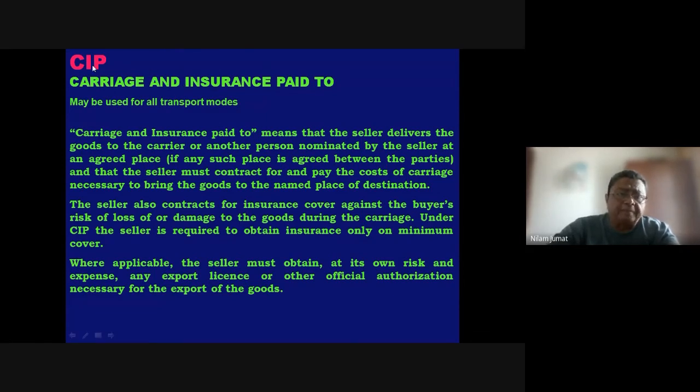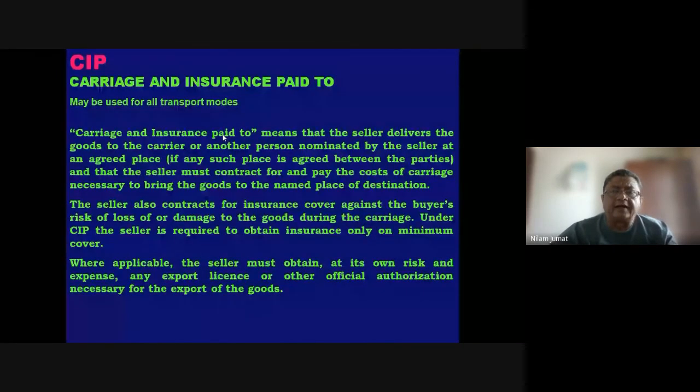If it is CIP, then the exporter, in addition to coming and giving the goods at Gampala, pays the freight from Gampala to Riyadh, and also takes the insurance policy, covers insurance from Gampala to Riyadh. So that if anything happens in between, the seller should have taken an insurance policy.